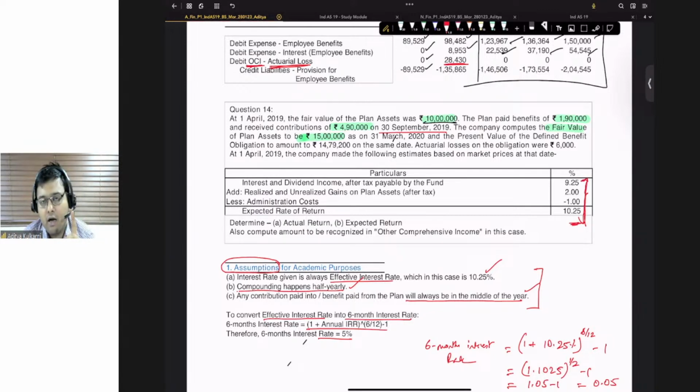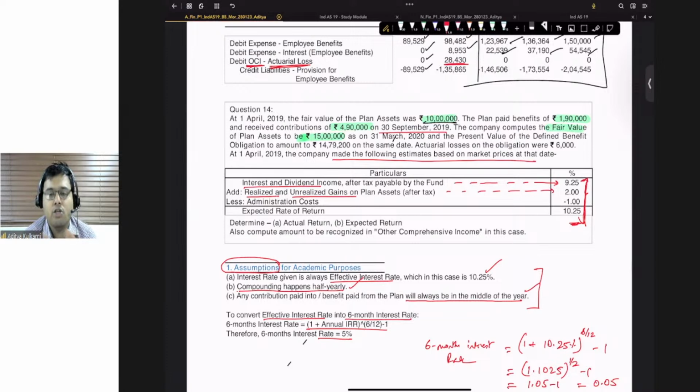See, I have invested money in a fund. That fund is getting interest and dividend income. Now that interest and dividend income amounts to 9.25% of the fund balance. So this is one return which is accounted. The company made the following estimates based on market prices. So 9.25% becomes your interest and dividend yield. The second one is on the fair value of your plan assets: opening, what was introduced in the middle and what is there in the closing. The difference on account of fair values, realized and unrealized gains, amounts to 2%.